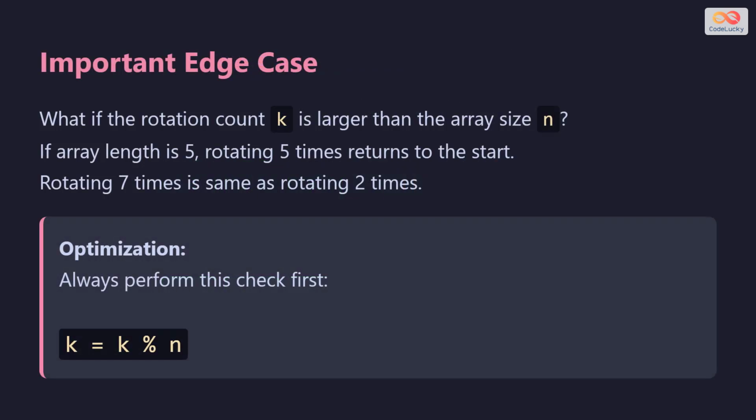An important edge case occurs when k is greater than the array length. Rotating an array of size 5 by 5 times results in no change. Therefore, we should always perform the modulo operation. k equals k modulo n to minimize unnecessary work.